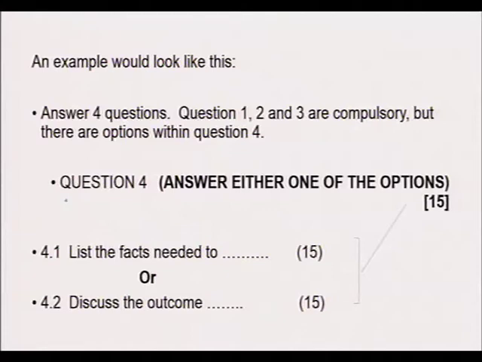Here you answer 4 questions. In this question paper, you answer question 1, 2, and 3. It's compulsory, but there are options within question 4. Question 4 will state in brackets, answer either one of the options. I highlighted that with the blue that you can see. You must either do 4.1 or 4.2.